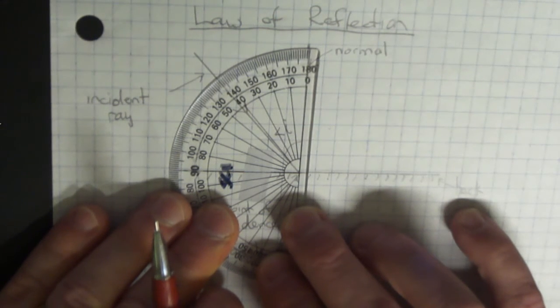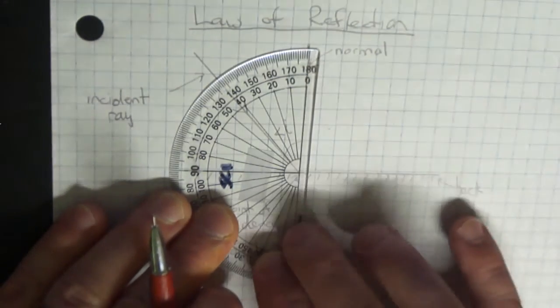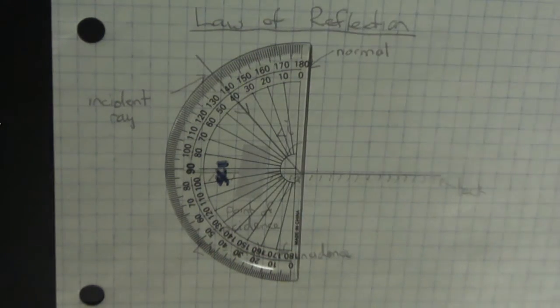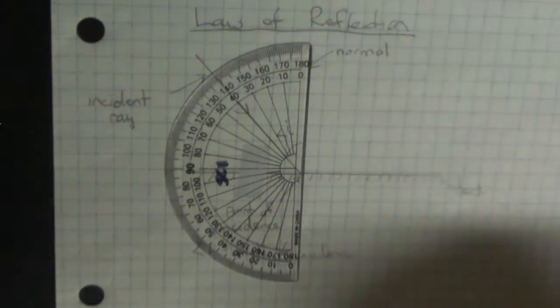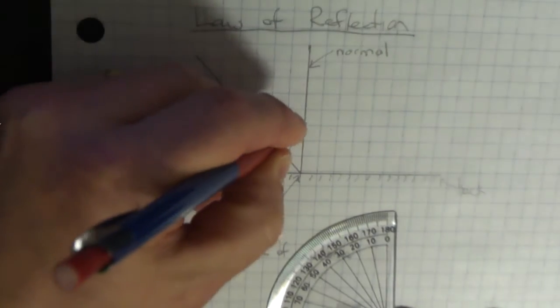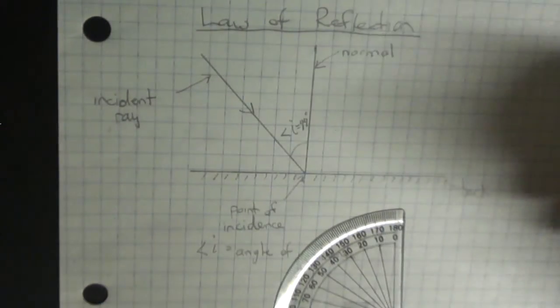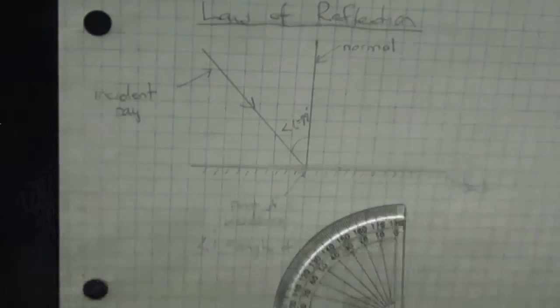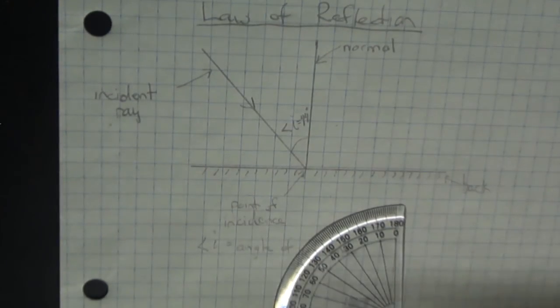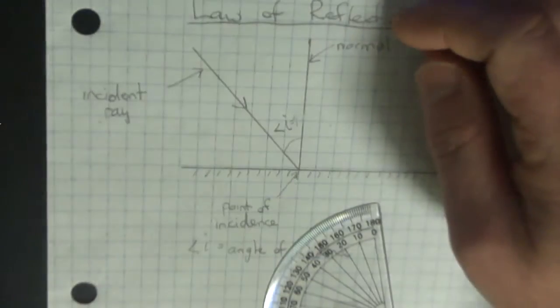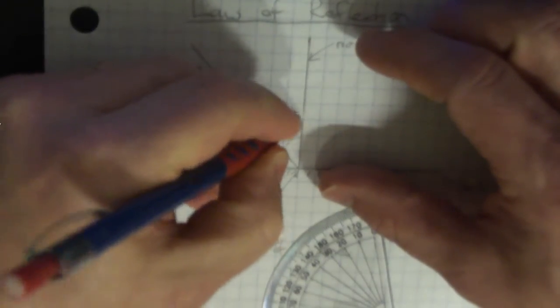What is yours? Same. Did you get 42? That's awesome. You know what? When I normally do it, I often hit 45 because I put it kind of in the middle, right? So I'm going to write on here, angle I equals 42 degrees. I just wrote 44. Why would I write 44 when I said 42? Angle of incidence is 42 degrees, and I need an eraser. Angle of incidence is 42 degrees.